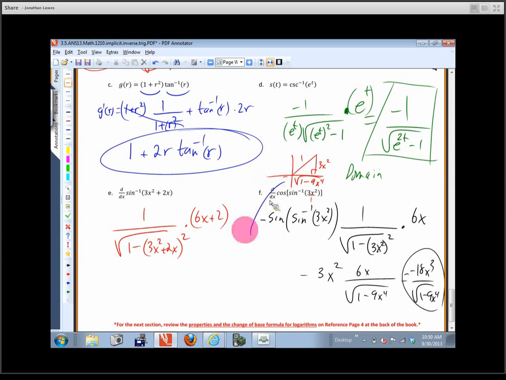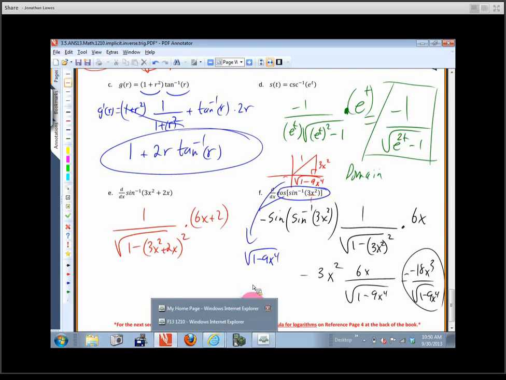So I'm going to change color. It's the adjacent over the hypotenuse, right? So this would be square root 1 minus 9x to the 4th. So this expression right here is the same as that expression right there, yeah. No, because it's sine inverse. It's not the reciprocal. Sine is always the opposite over the hypotenuse. Cosecant? Yeah, okay. So, see this expression right here that I've got circled? That's exactly the same expression, right?